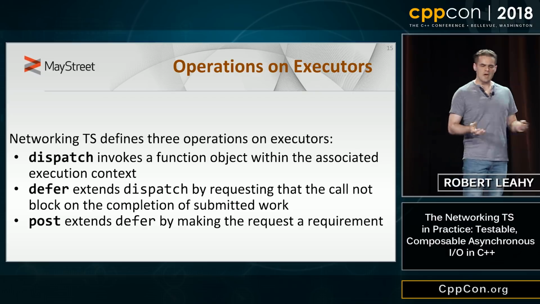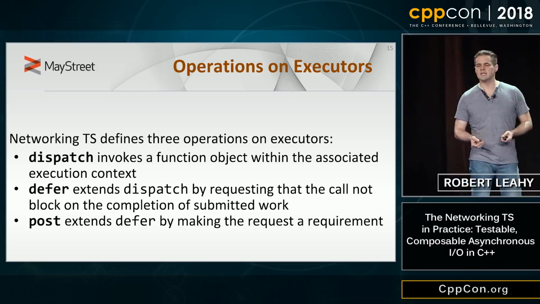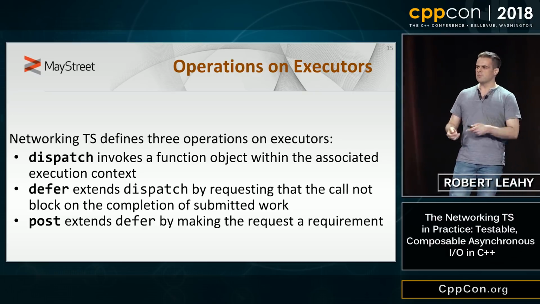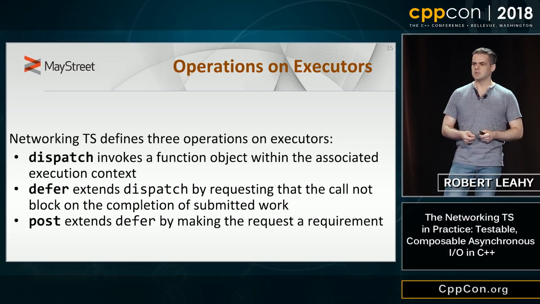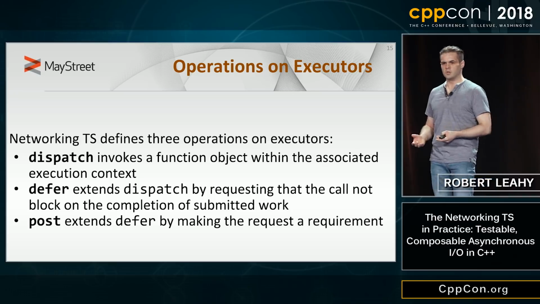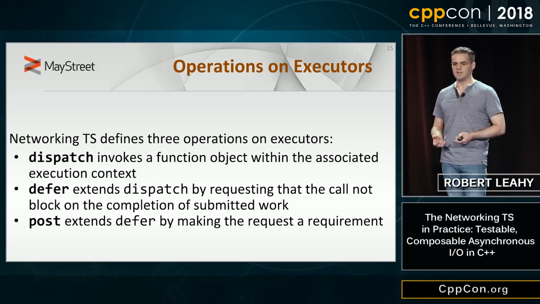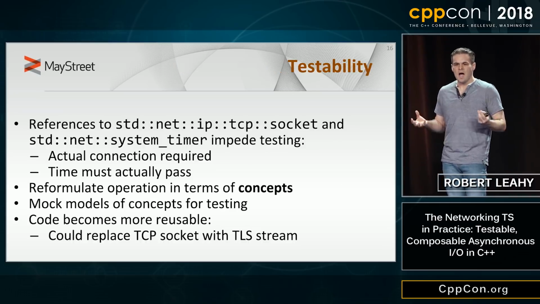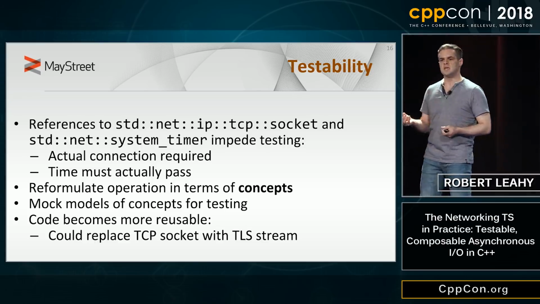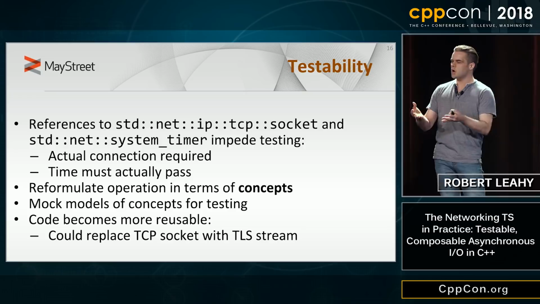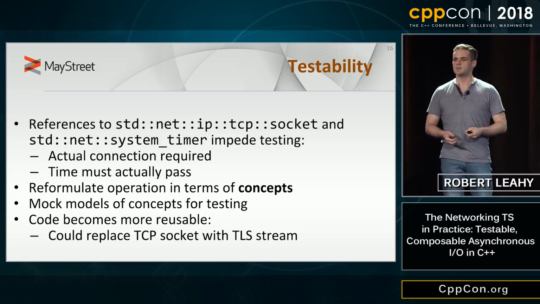Wonderful. We understand the asynchronous model of the networking TS. But if we think back to my example, I hard-coded dependencies against sockets and timers. And at the beginning of this talk, I pointed that out as a problem with the current state of networking code. So how can we possibly solve this problem? How can we break this dependency on sockets and timers and make our code testable and reusable?